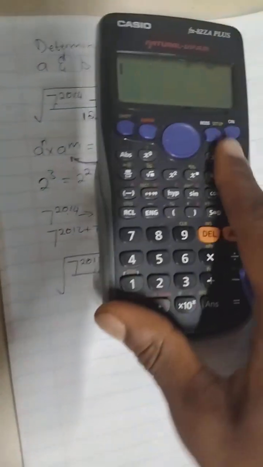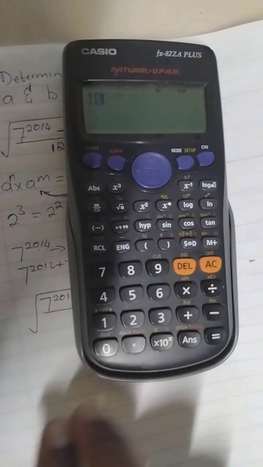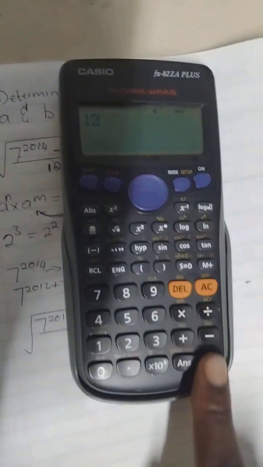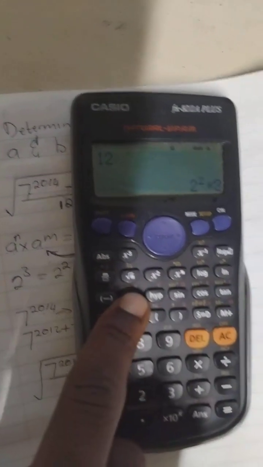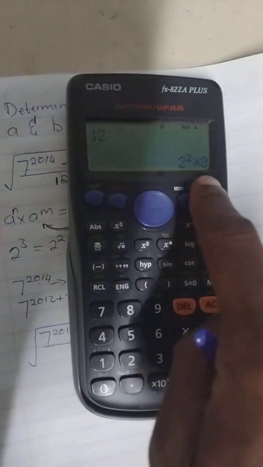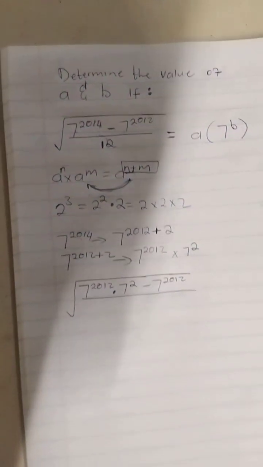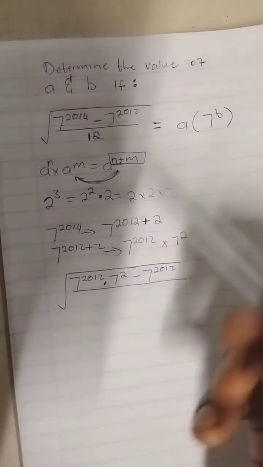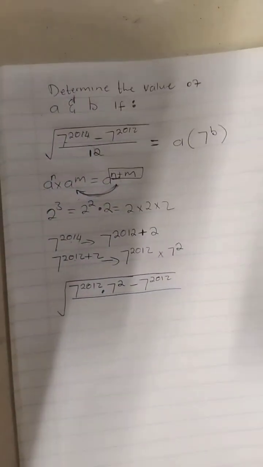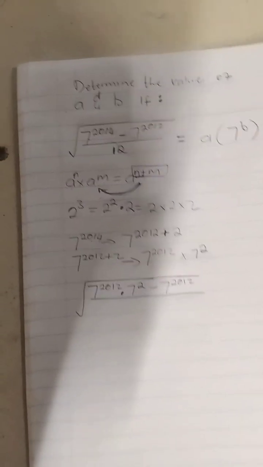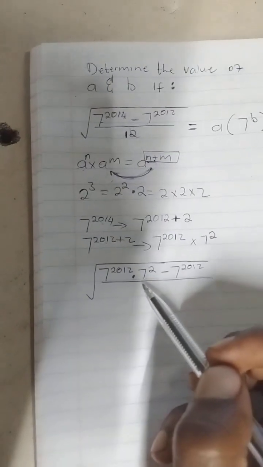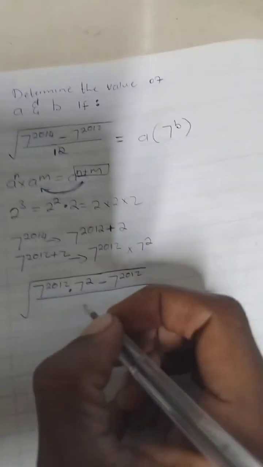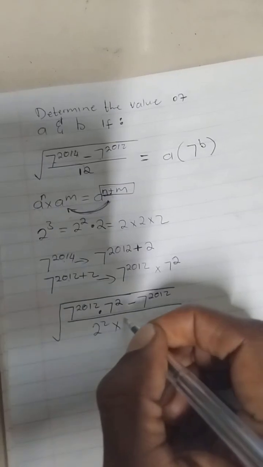You are going to type 12, then equals, and then you press shift and fact. Now we have changed this 12 into its prime factors. Even though you may leave it, I just want to make sure, maybe somewhere it will have an effect. Okay, 2 to the exponent 2 multiplied by 3.